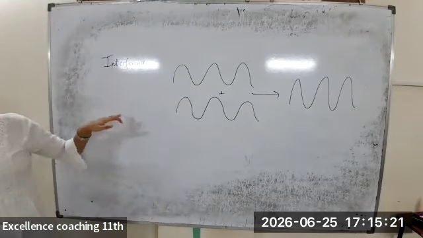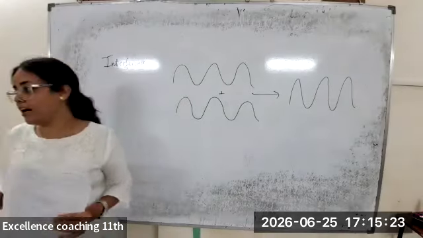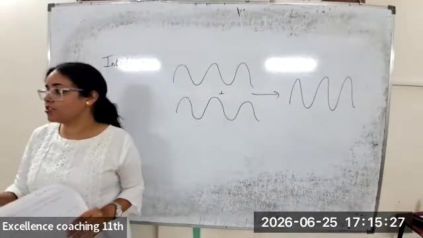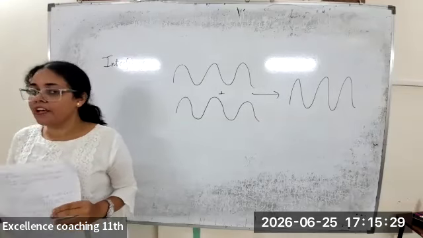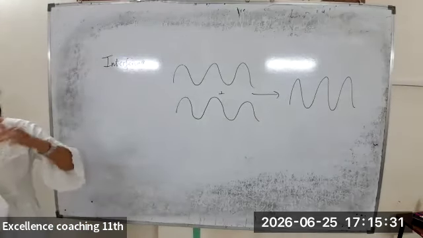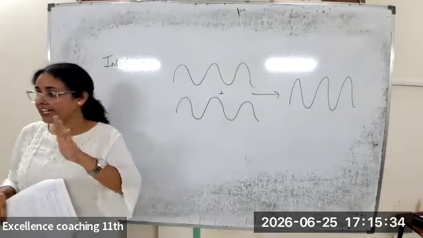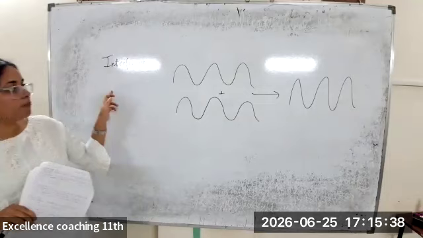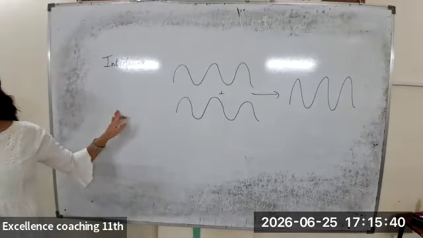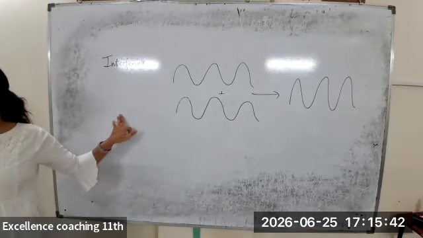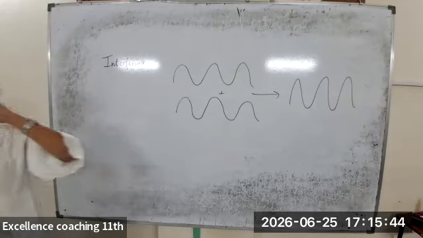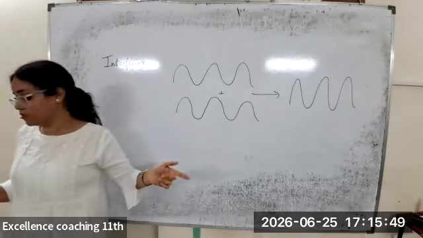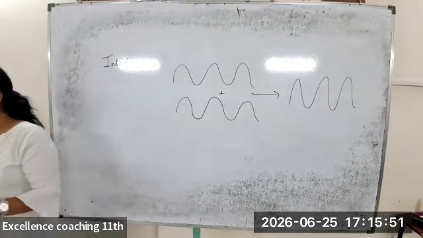Coming to diffraction: if I have a source of light and I pass it through an object, the light will bend, it will change its direction. So the bending of light is called diffraction. So the wave nature could explain diffraction and interference. But now we will see what the drawbacks are.